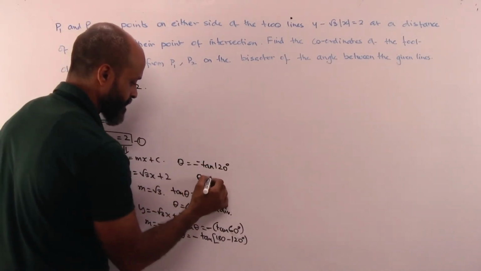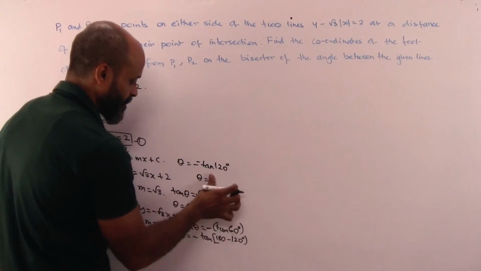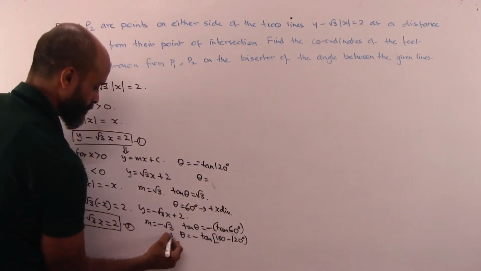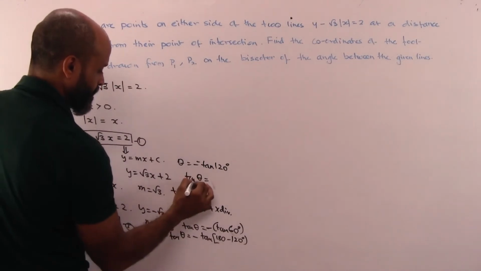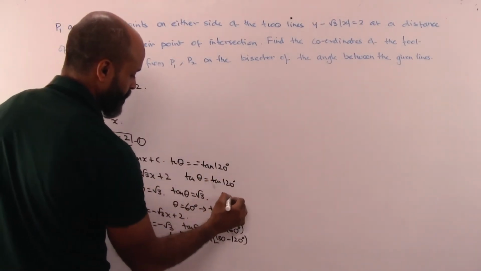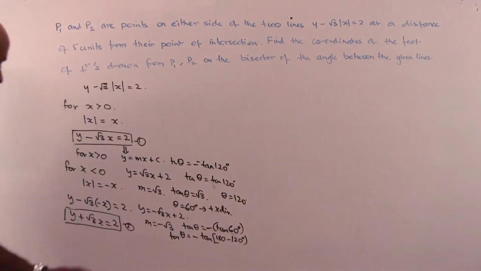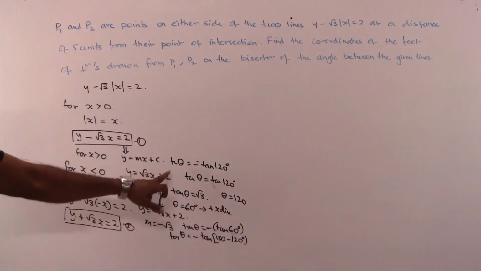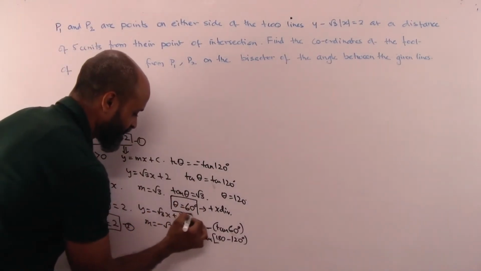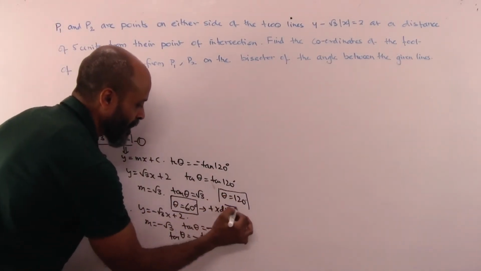So here in this case, tan θ will be equal to tan 120 degrees. So θ will be equal to 120 degrees. In the first case θ is equal to 60 degrees, and in this case θ is equal to 120 degrees.